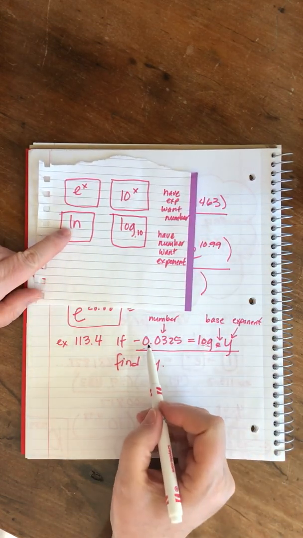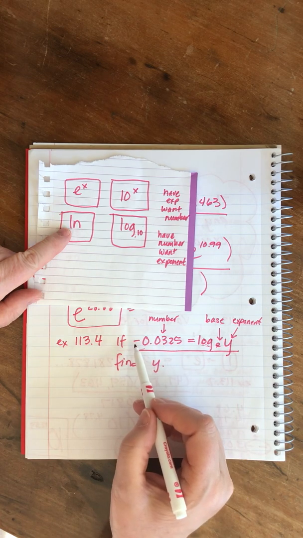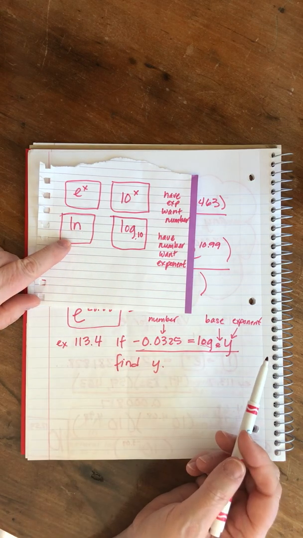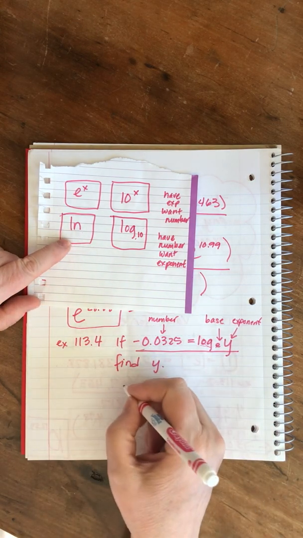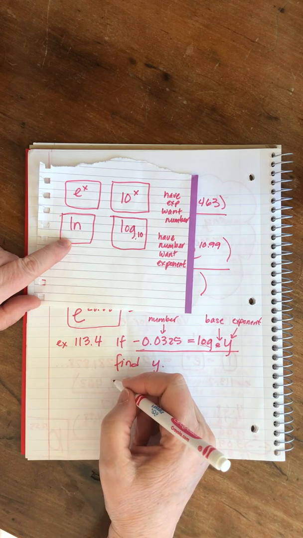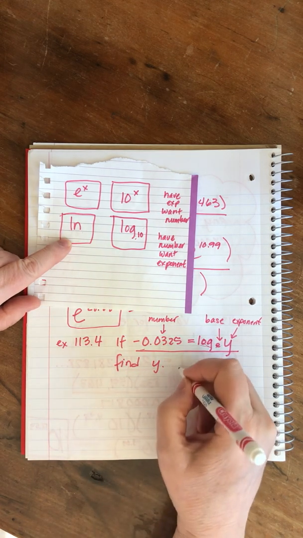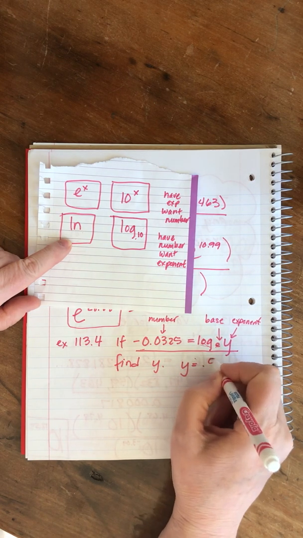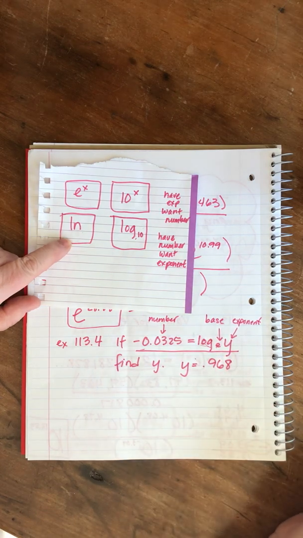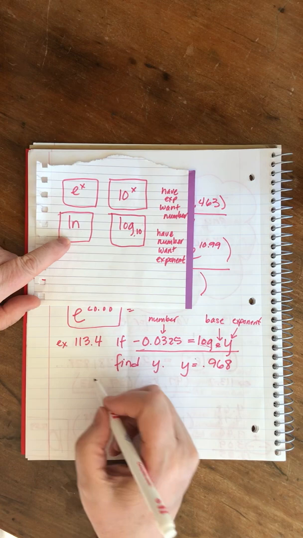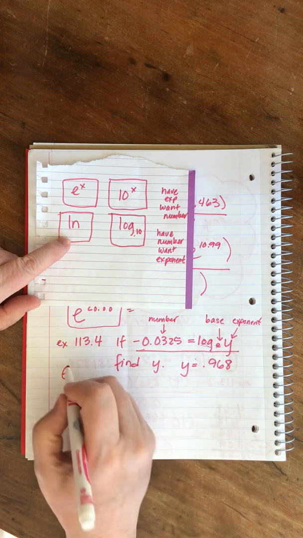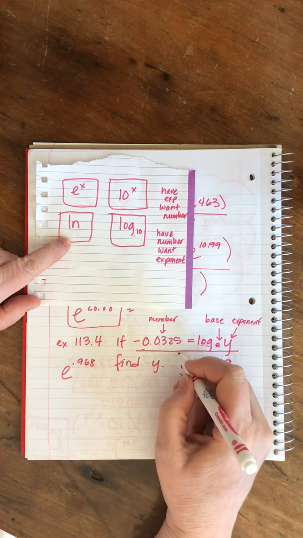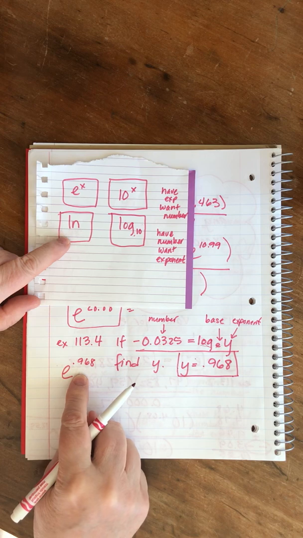So we enter 0.0325, make it minus, and then tap natural log, and we should get, this is the number that will show up in the calculator, 0.968. So that means that this number is equal to e to the 0.968. Okay, so this is our answer. This is just what it means.